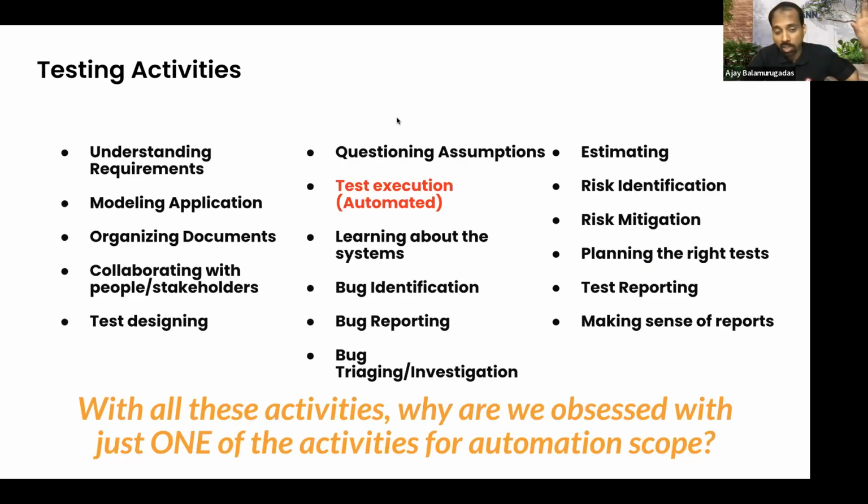We saw what is testing. We saw where all automation can be used and some setting the context, 5W1H around automation. Now let's bring in some magic and discuss all the things that we do as a tester. Do we understand requirements? Yes. Do we model the application?